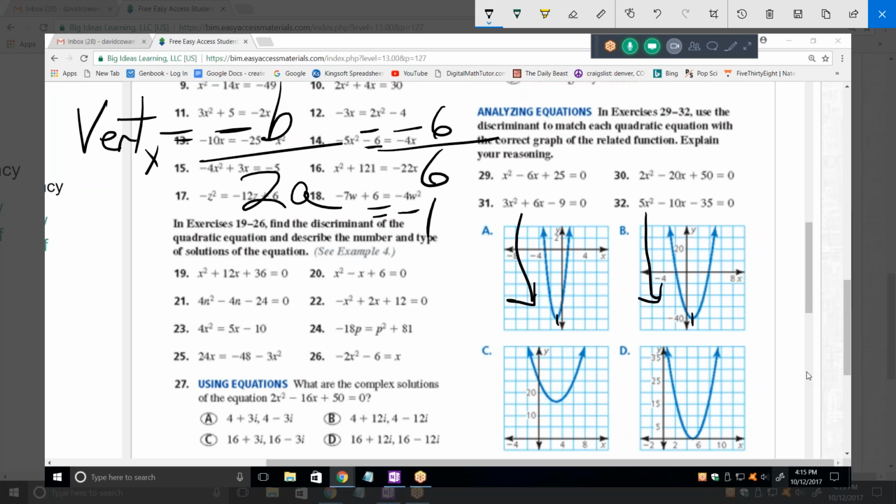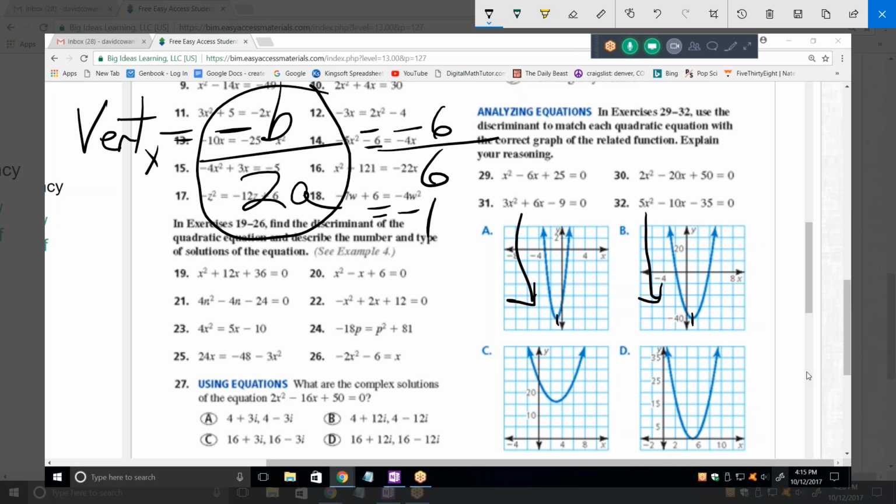I'm a little puzzled by the directions. Use the discriminant to match. Explain your reasoning. Well, we didn't exactly use the discriminant. In other words, we figured that 31 and 32 both had two real solutions. The biggest difference between the two is the location of the vertex. In A, the vertex x-coordinate is a negative number, and in B, it's a positive number.